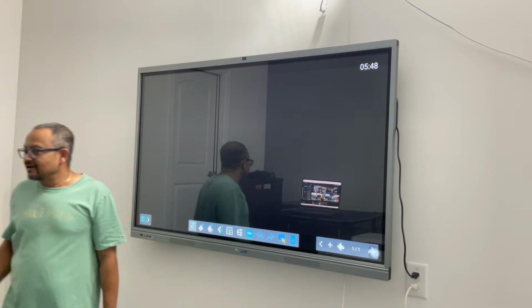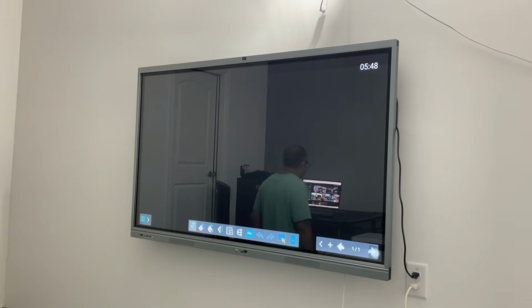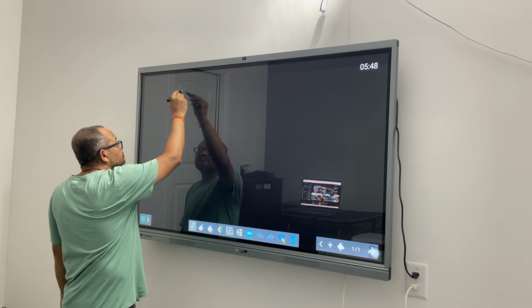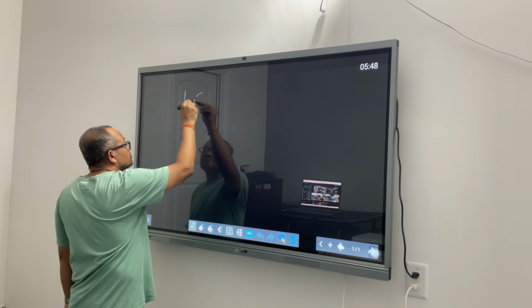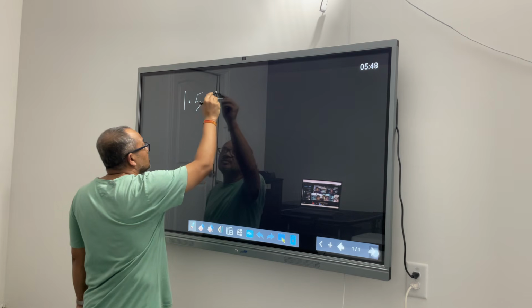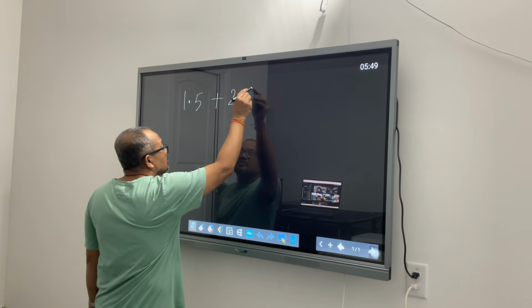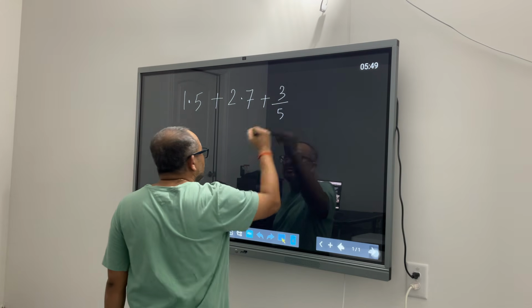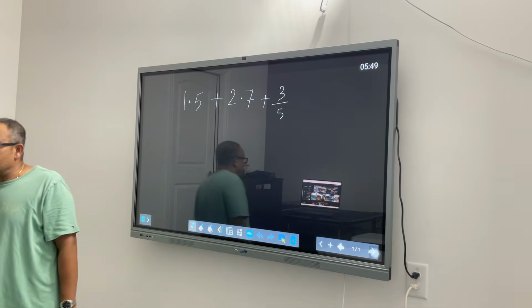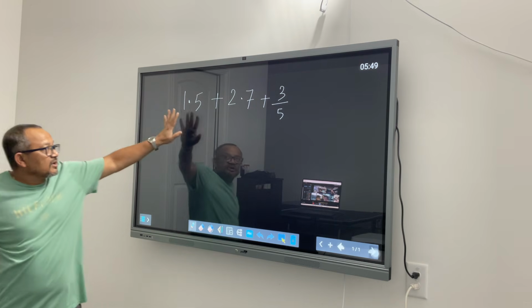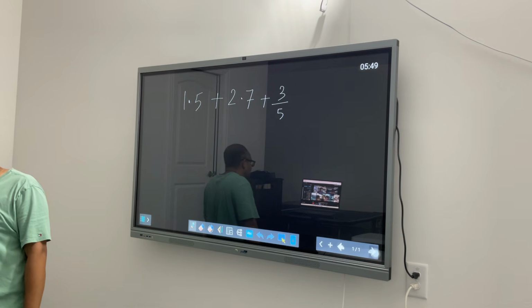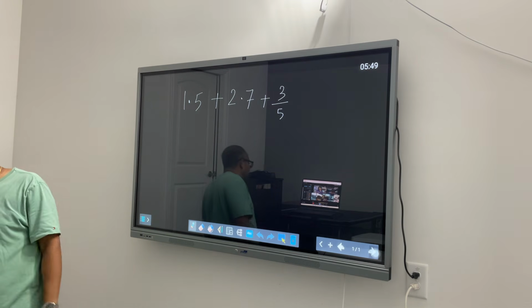So now, let us do something interesting. Fraction addition, decimal addition subtraction we did. Now let's try to do something different. I want you guys to add this decimal and this fraction together. What will you guys do? Before you start doing it, tell me what will you do?